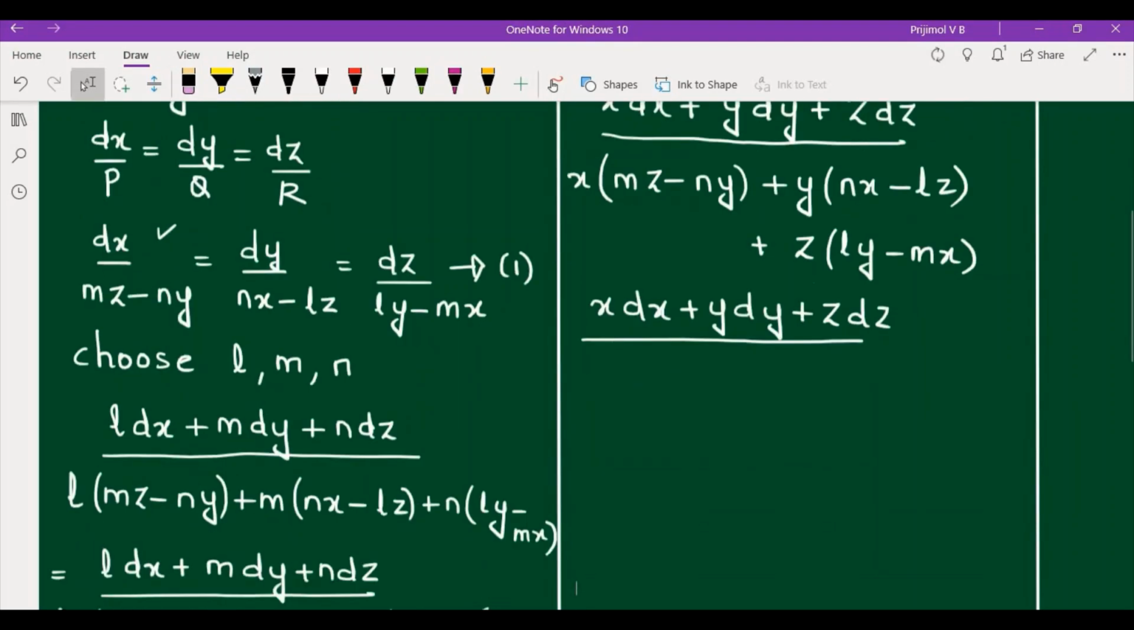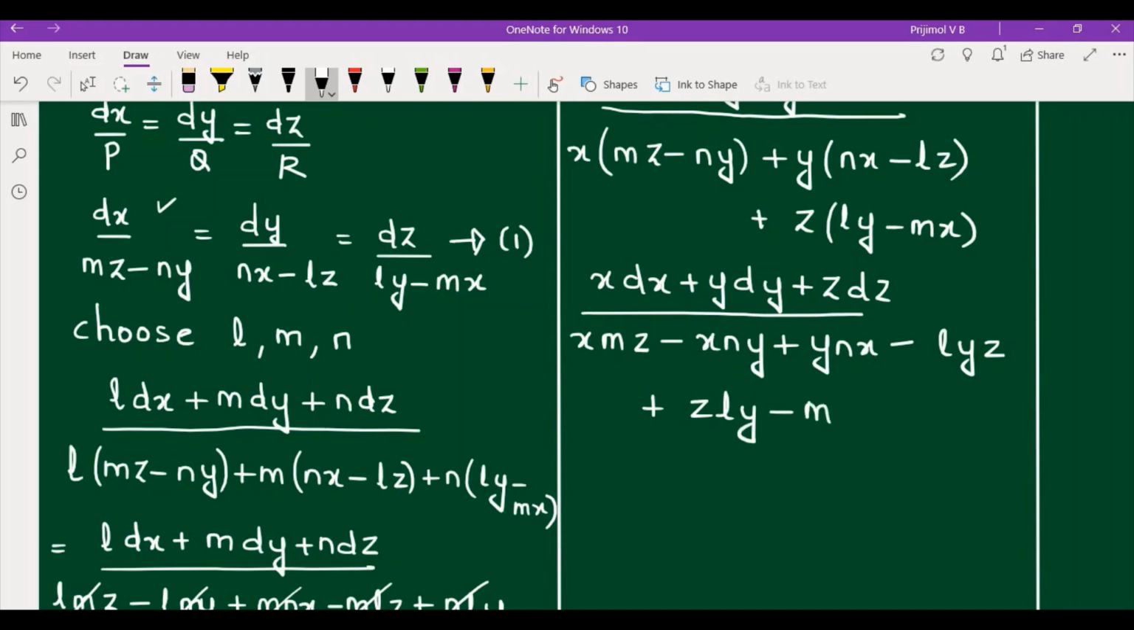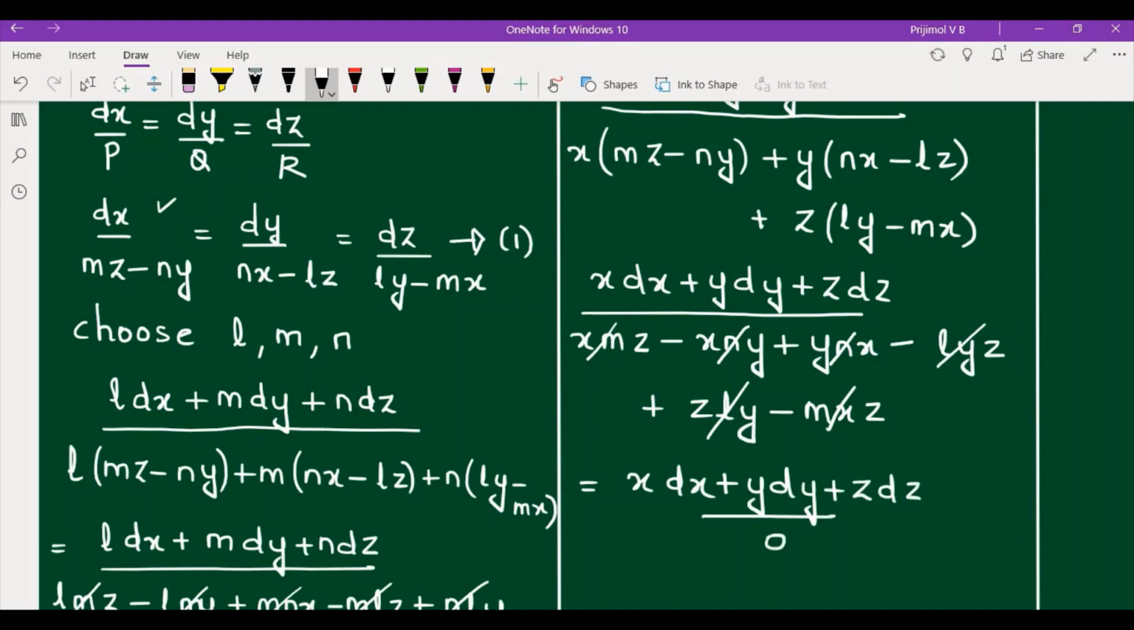Now I am going to open the brackets: xmz, xny, ynx, lyz, zly, mxz. You can cancel the terms which are common and opposite in sign. Now the denominator turns out to be 0. So x dx plus y dy plus z dz, the whole divided by 0.